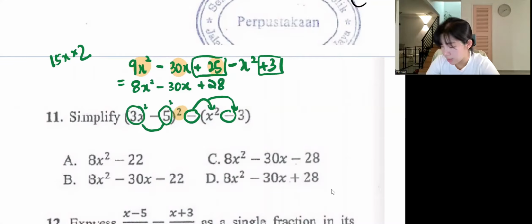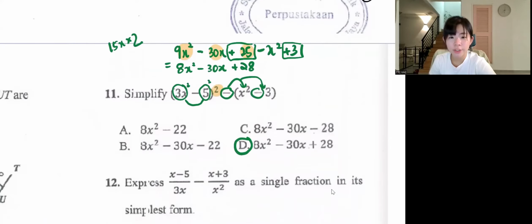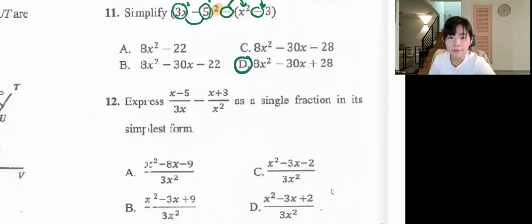So the answer is 28. So the answer is donkey. You've got a question asked. Now, question 12.